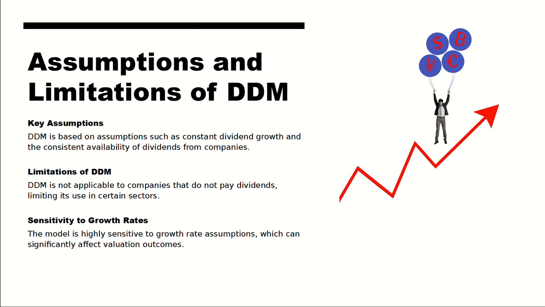Assumptions and limitations of DDM. Key assumptions. DDM is based on assumptions such as constant dividend growth and the consistent availability of dividends from companies. Limitations of DDM. DDM is not applicable to companies that do not pay dividends, limiting its use in certain sectors. Sensitivity to growth rates. The model is highly sensitive to growth rate assumptions, which can significantly affect valuation outcomes.